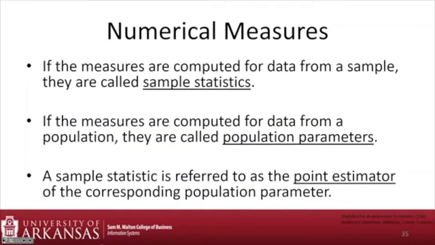Chapter 3 lets us move on to numerical measures. Okay. We've talked about populations. We've talked about samples. If you have a sample, you have a thing called a statistic. If you have a population, you have what's called a parameter.